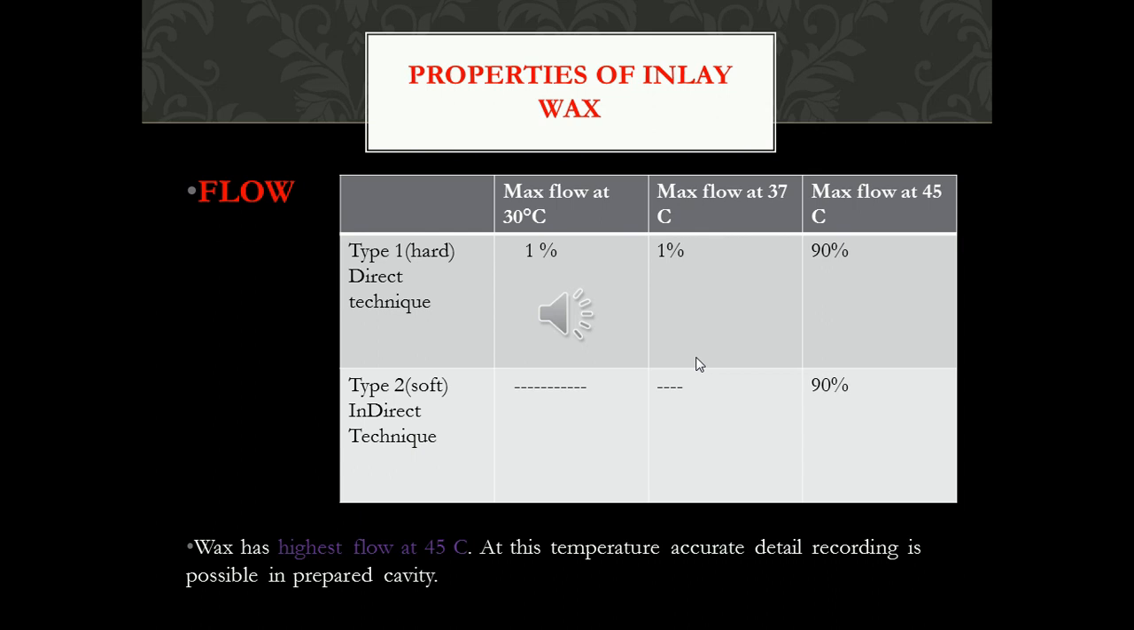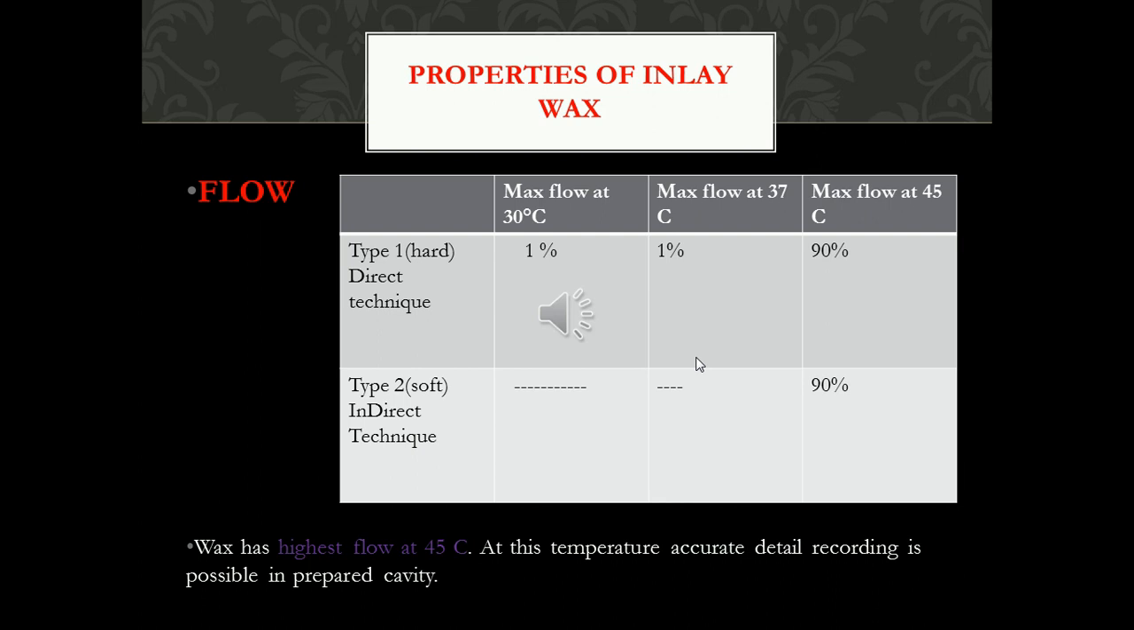Type 1, the hard inlay wax used in the direct technique, shows 1% flow only at 37 degrees, but maximum 90% flow at 45 degrees. The same is the case with type 2, the soft indirect technique, and at 45 degrees it shows 90% flow, and obviously shows no flow at 37 degrees because we are not placing it in the oral cavity. So inlay wax has the highest flow at 45 degrees.